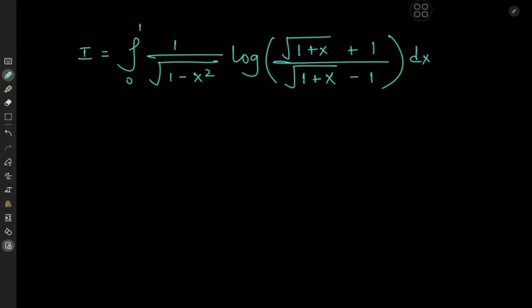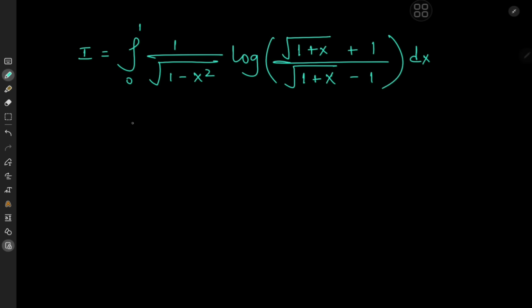It's the integral from 0 to 1 of 1 by root 1 minus x squared times the logarithm of root 1 plus x plus 1 divided by root 1 plus x minus 1. Yeah, that's a lot going on here. Anyway, the structure of the integrand does provide a hint as to what kind of trigonometric substitution could work.